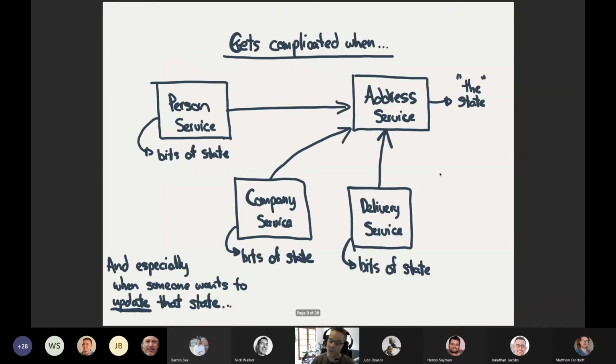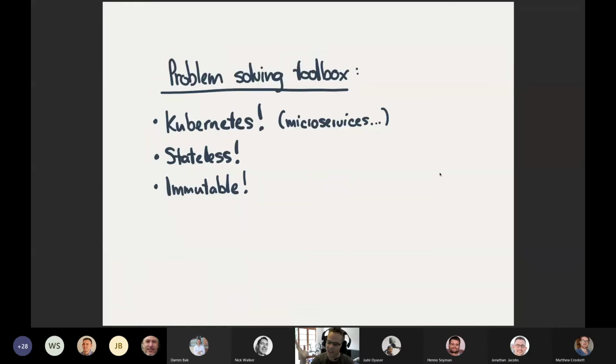So if we look at that as a problem, where would we go? These are the only three ways I solve problems. Number one, definitely Kubernetes. Kubernetes will solve this. Number two, stateless. Stateless sounds like a good pattern. Immutable also sounds like a good pattern. And there's probably a bunch of others. I just put down some random, comical ones. So Kubernetes obviously is not the solution.